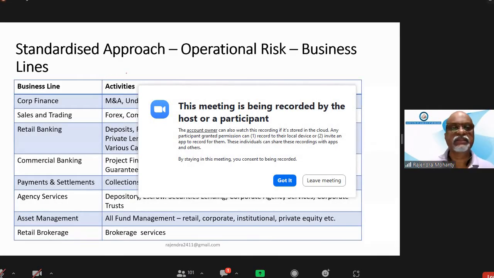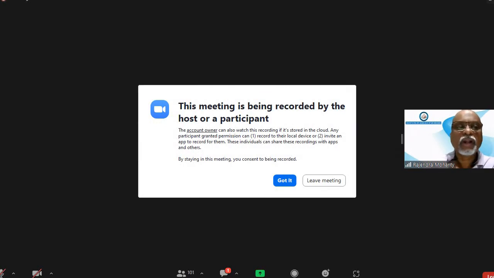For that purpose, our bank's entire business has been divided into 8 business lines. These are the business lines: corporate finance, sales and trading, retail banking, commercial banking, payment and settlement, agency services, asset management, and retail brokerage. These are the different business lines identified by the bank, and they have prescribed which activities come under which type of business line. So in the standardized approach, what has to be done?